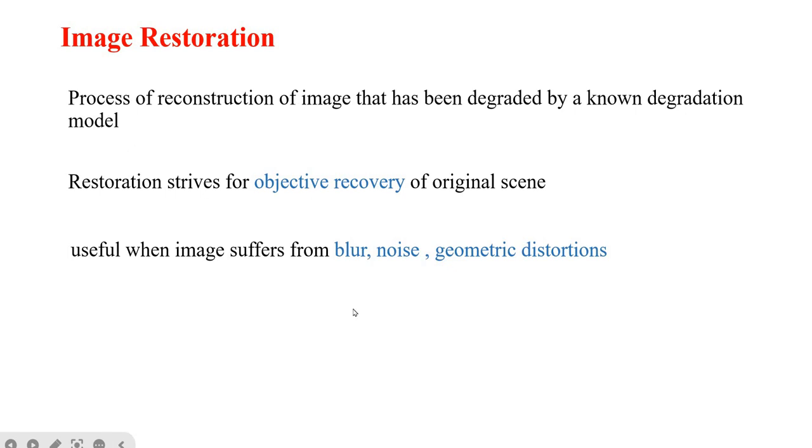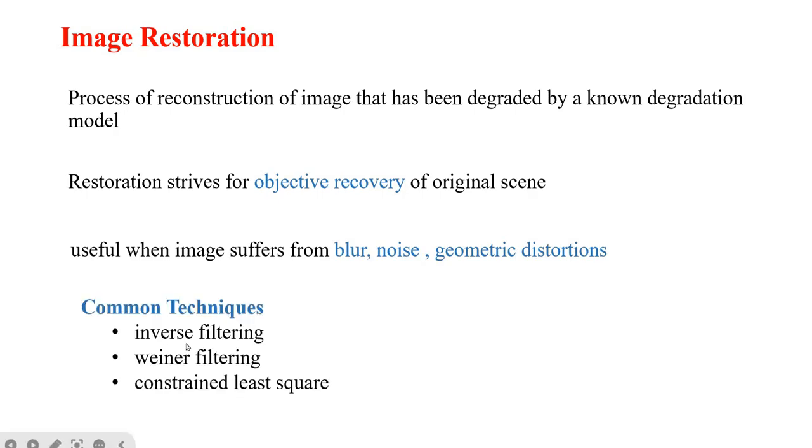So here, image restoration techniques are particularly useful when an image suffers from blur, noise, or geometrical distortions. Geometrical distortions are nothing but those caused by the lens curvature or scanning errors. Some common techniques are inverse filtering, then Wiener filtering, then constrained least squares. These all are methods. There are many more methods; I have listed only 3 here.